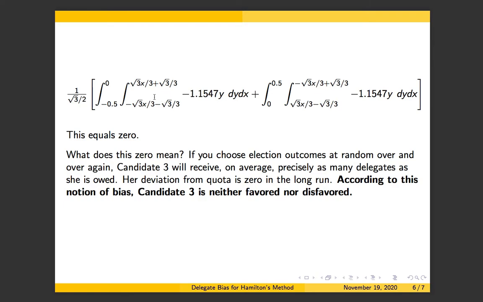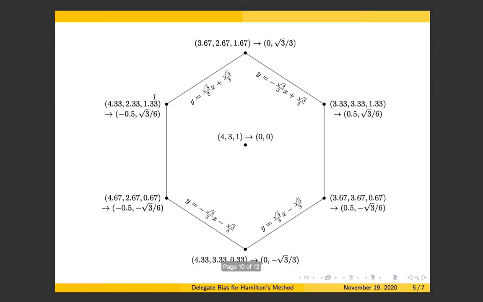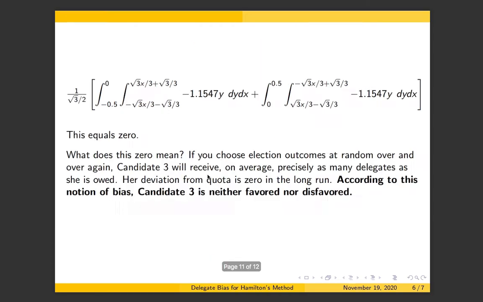There's just as much volume under as there was above on this piece, if you remember that picture I showed you. So things are just going to cancel out. And you do have to divide by the area, but it turns out the area of the hexagon is irrelevant because you multiply it by 0. Okay, so that's how you calculate the delegate bias of a candidate.